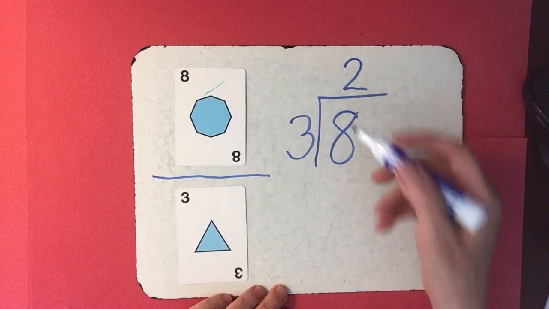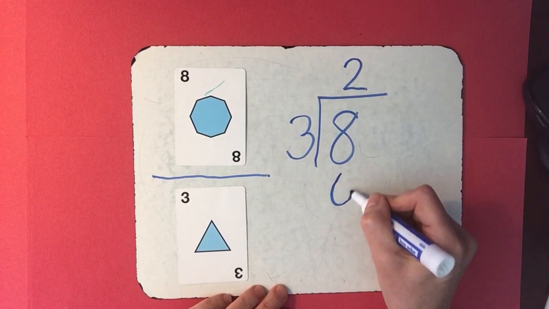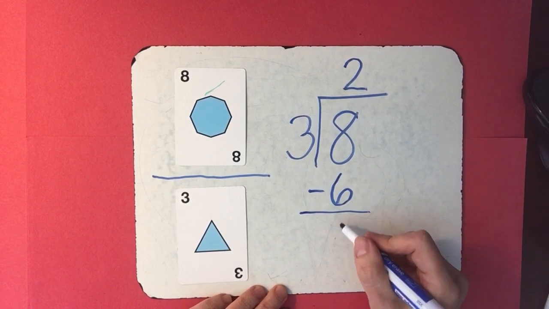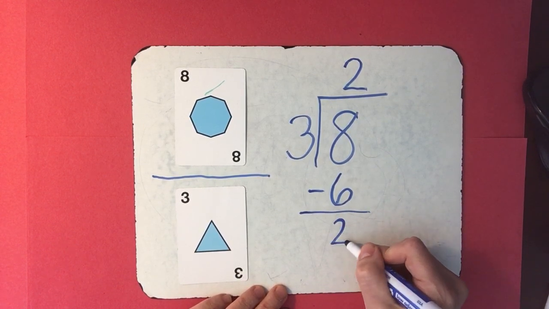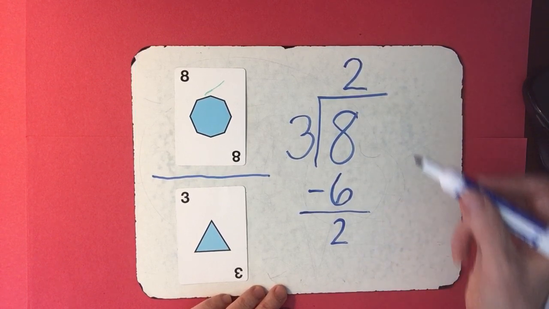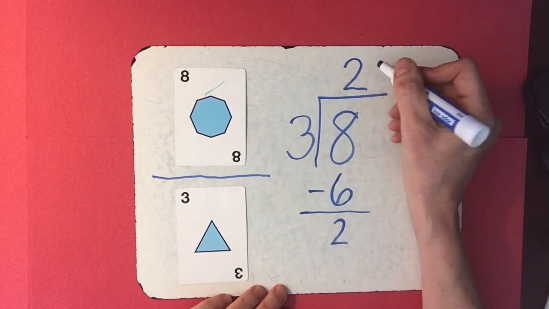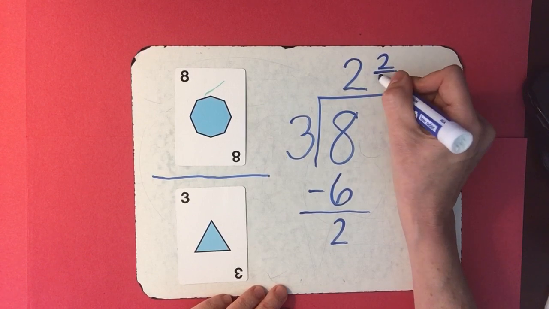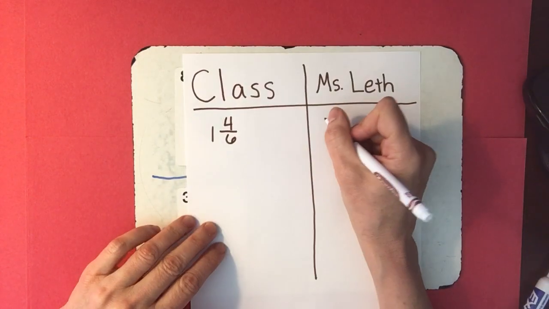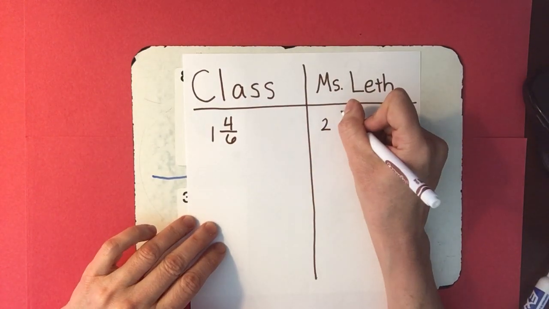So 3 times 2 is 6. My remainder is going to be 2 because 8 minus 6 is 2. So my final answer is 2 2/3. On the score sheet, I'm going to write for my first score 2 2/3.